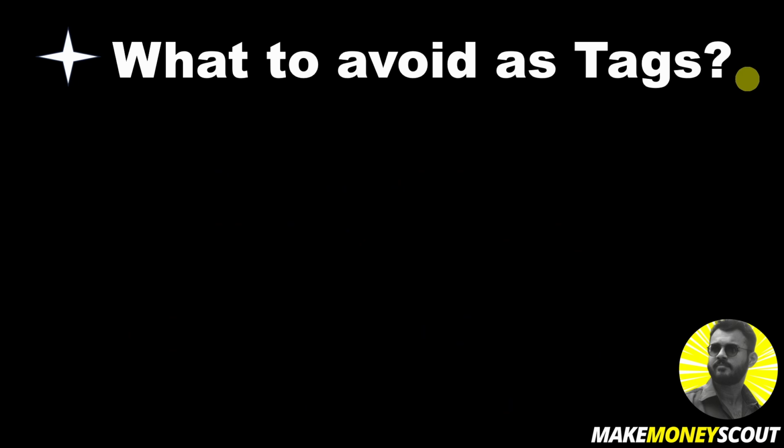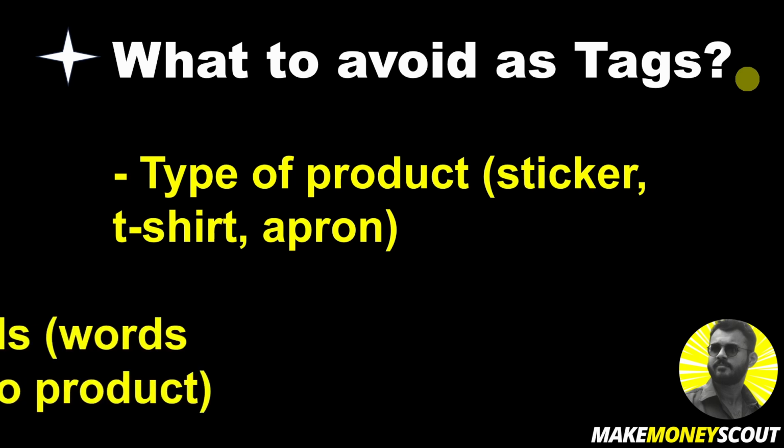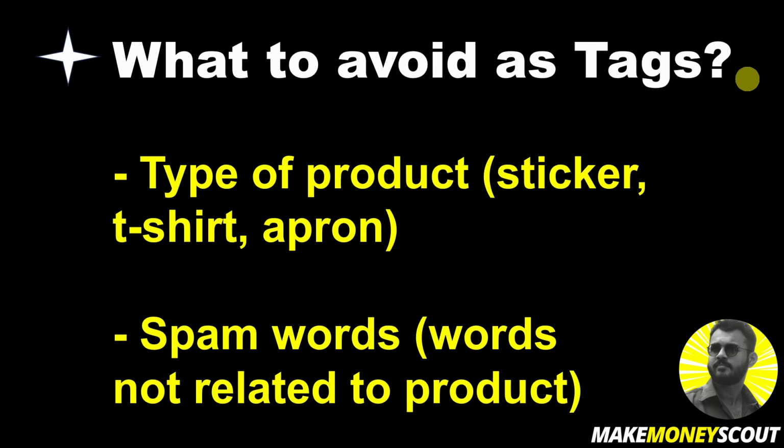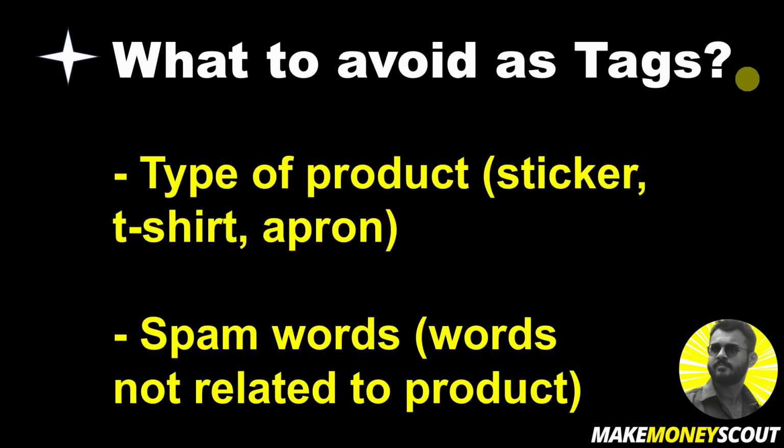What words do you have to avoid as a tag? The first thing is, you do not have to write the type of product as a tag. For example, if it is a sticker, then you do not have to write sticker as a tag. And if it is an apron, then you do not have to write apron as a tag. The next thing is spam words. You do not have to write any word which is not related to your product. Redbubble will consider this as a spam tag.